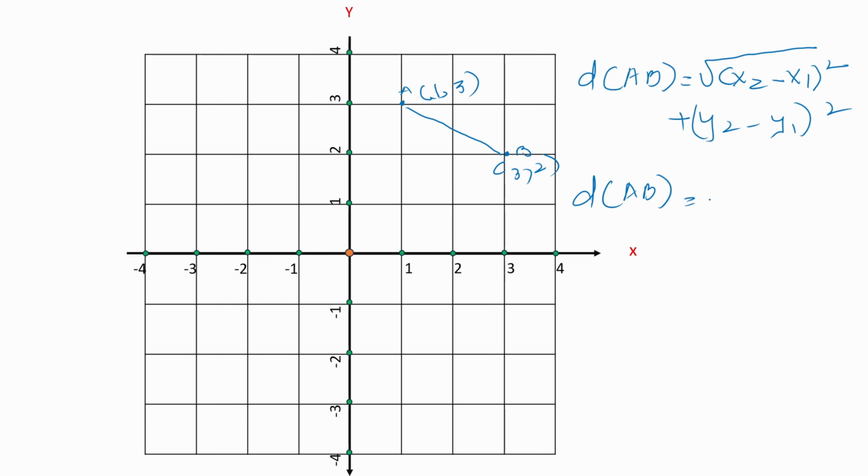Distance of AB equals square root of, what is x2? x2 is 3. What is x1? 1. So (3 minus 1) squared plus, what is y2? (2 minus 3) squared. Now you could do the calculation by yourself and get the result. Now this is how you can find out the distance between 2 points in a 2D or a 3D plane.